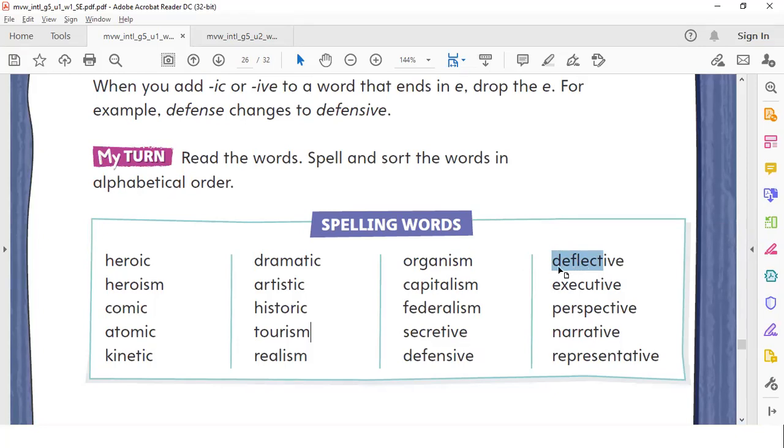Deflect. It's related to deflect. Okay? Let me tell you a short story, then you will know the meaning. Now, Thanos was shooting lasers out of his eyes. But impossible. Captain America used his shield.